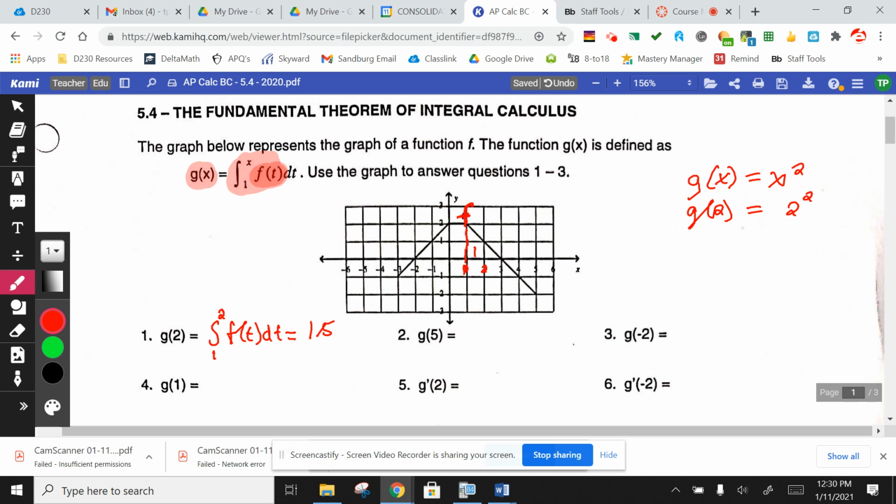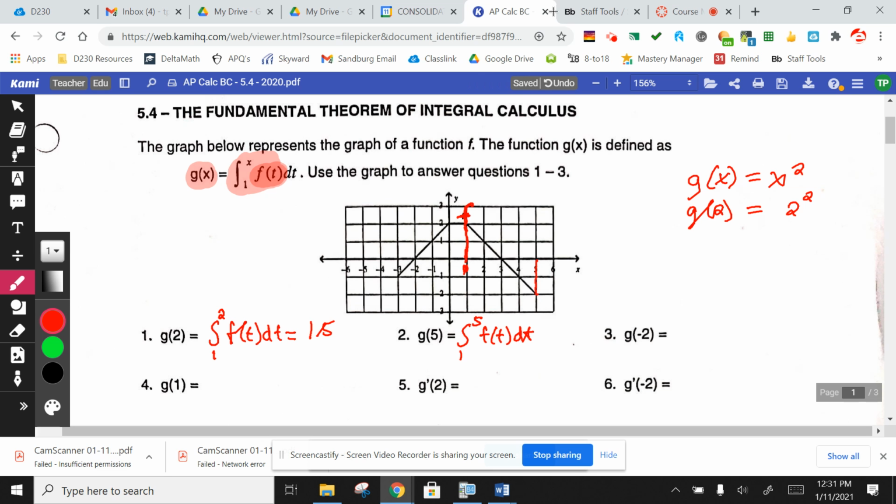Okay. Same thing with number 2. If I'm going to have you find g of 5, that means since your upper limit is the x, the upper limit becomes 5. So we now want to integrate this graph from 1 to 5. Let me clean this up a little bit, because now I want to start at 1, but I want to finish all the way over here at 5. So now we're doing this interval in there.